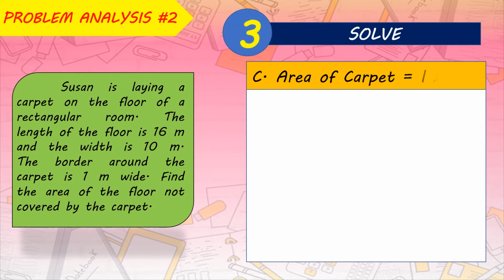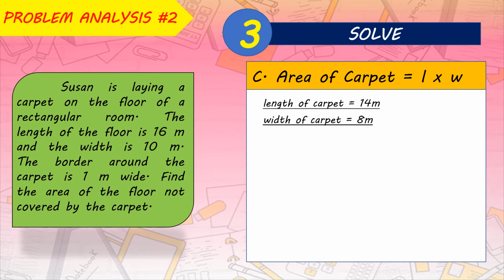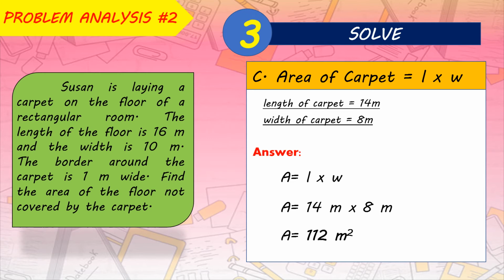Now we are going to solve for the area of the carpet. Since we have the length of the carpet, which is 14 meters, and the width of the carpet, which is 8 meters, we get area is equal to length times width. Then we substitute. So we have area is equal to 14 meters times 8 meters. What will be the answer? Okay, good job. So we will have 112 square meters.